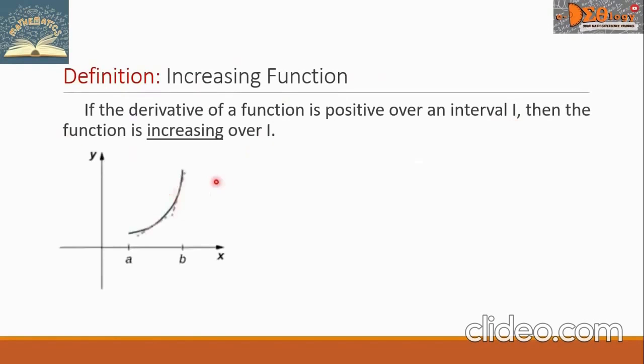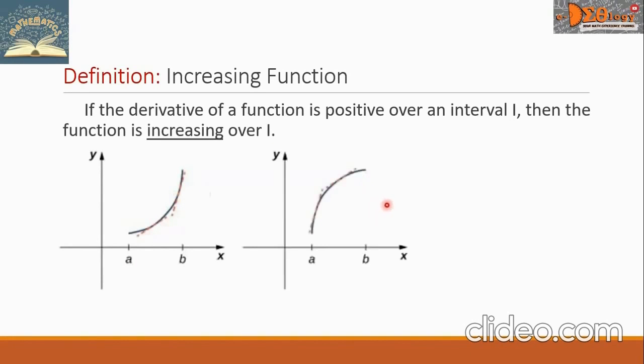Here we have an example of a graph over the interval from A to B. This is the graph. On the graph, we can see two examples of tangent lines. This is the first tangent line, and this is the second tangent line. Both tangent lines are leaning to the right. It gives us idea that the slopes of the tangent lines are positive.